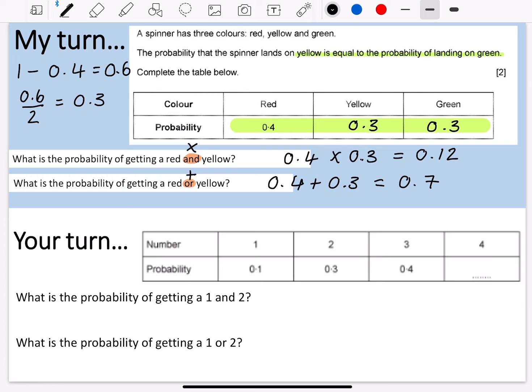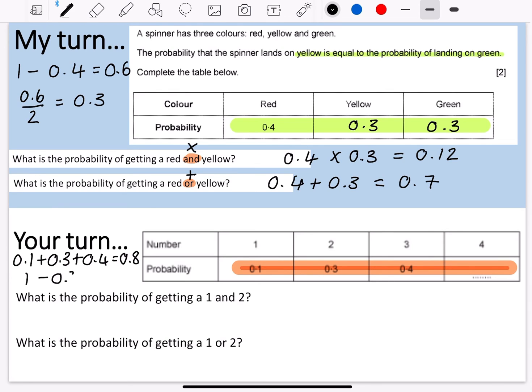Your turn. For this question, we once again need to recall the fact that these probabilities here are going to sum to 1. There's no additional criteria for us to worry about, so this is a nice straightforward question. So first of all, I need to add up what I have, so I'm going to do 0.1, add 0.3, add 0.4. That's going to give me a total of 0.8. Then I do 1, take away that answer to give me the missing value, which is 0.2. And I fill in my table.